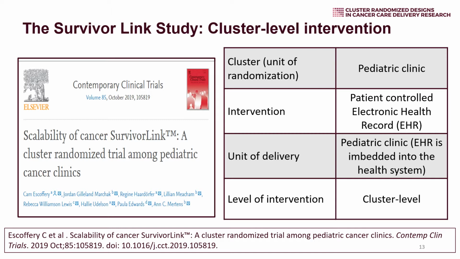So in this study, the cluster, the unit of randomization, was the pediatric clinic. And the intervention, that is the thing that the investigators were trying to evaluate, was some modification to the electronic healthcare record. And the unit of delivery was a pediatric clinic because the electronic healthcare record was embedded into the health system. So therefore, this is an example of a cluster level intervention. So the unit of delivery and the unit of randomization are the same here.